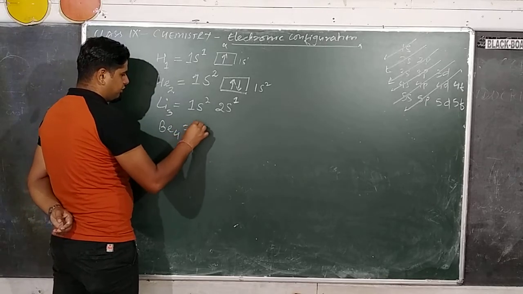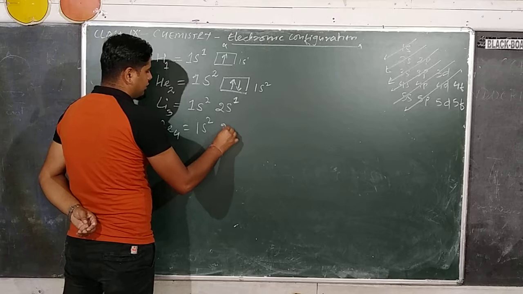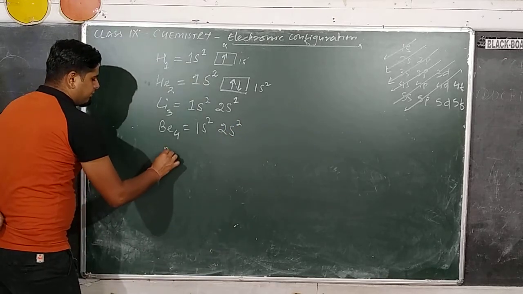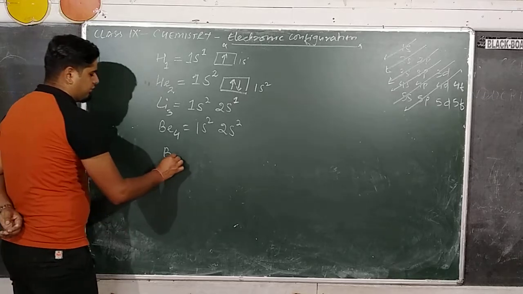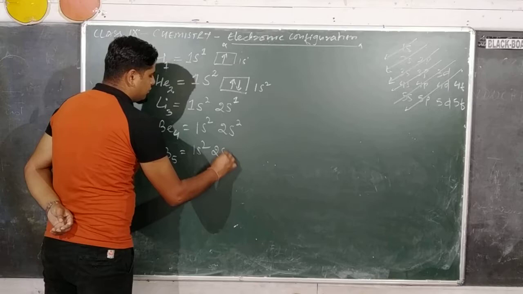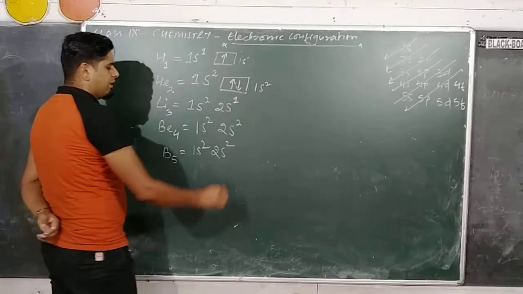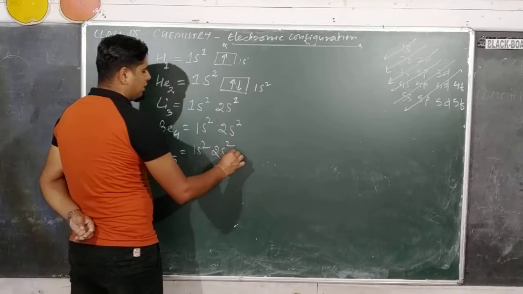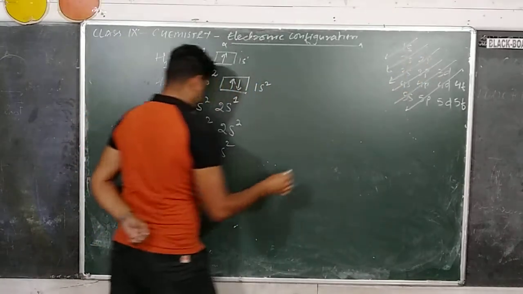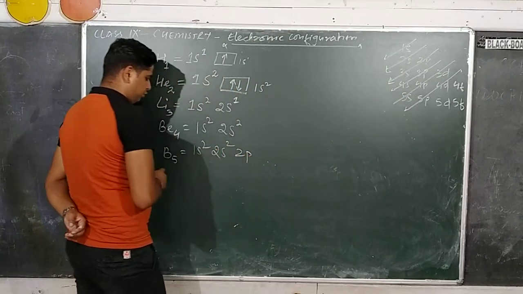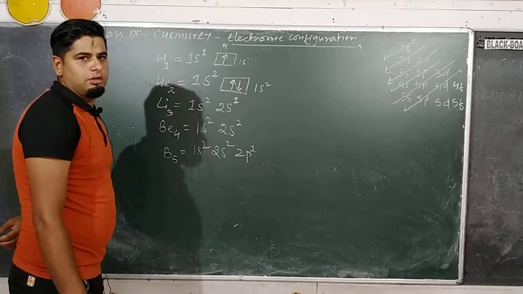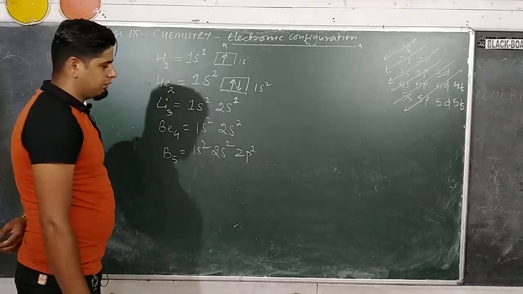Beryllium 4. So this will be 1s2, 2s2. Boron 5. This will be 1s2, 2s2 filled. Now after 2s, which orbital is to be filled? 2p. In 2p, how many electrons? 1 electron. Got it? Got it?